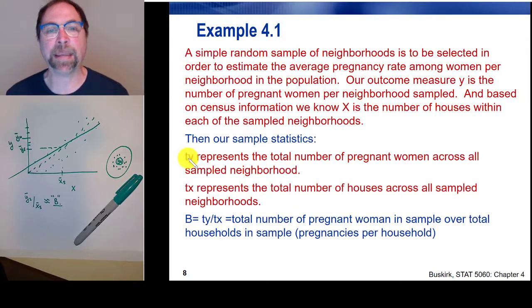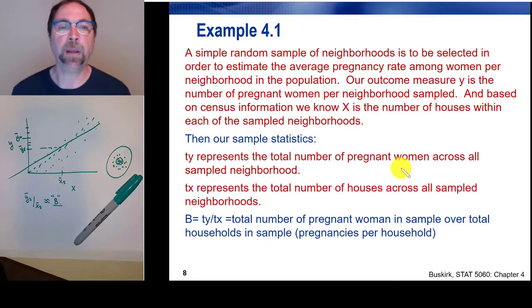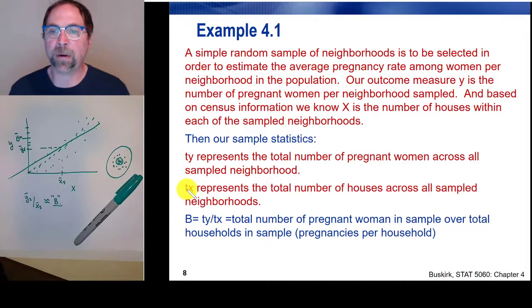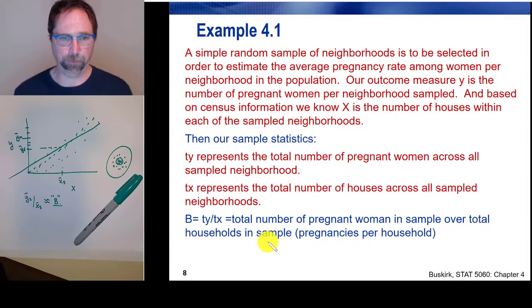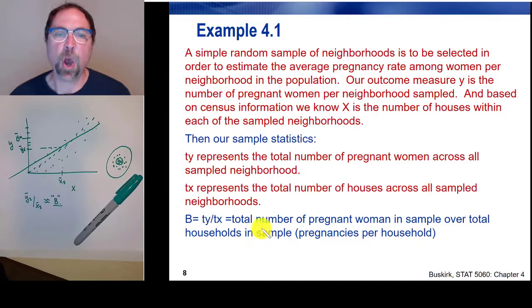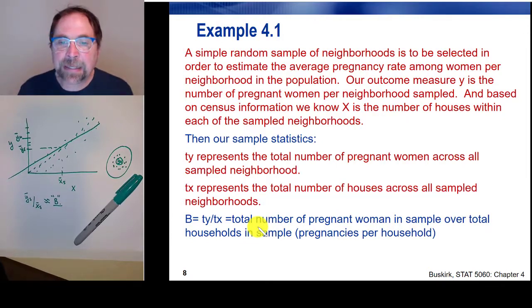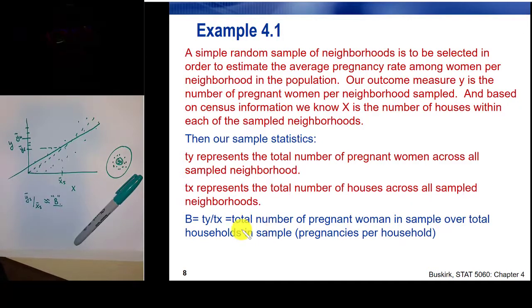The TY here represents the total number of pregnant women across all sampled neighborhoods. The TX represents the total number of houses across all sampled neighborhoods. If I look at the total of Y divided by the total of X, it gives me the total number of pregnant women in our sample over the total number of households in the sample. Actually, this is not the sample. This is all sampled neighborhoods, essentially, because this is the population quantity. But essentially, this is the rate of pregnancy per household.